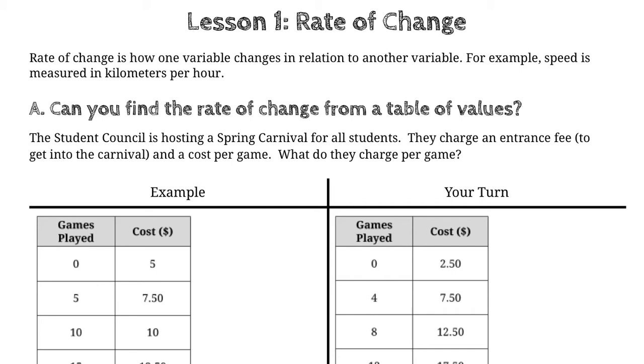Rate of change is a measurement of how one variable might change in relation to another variable. An example of this is speed. We know that speed is equal to distance divided by time. So speed is a rate of change. It's a measurement of how the distance changes over time, and it can be measured in kilometers per hour.